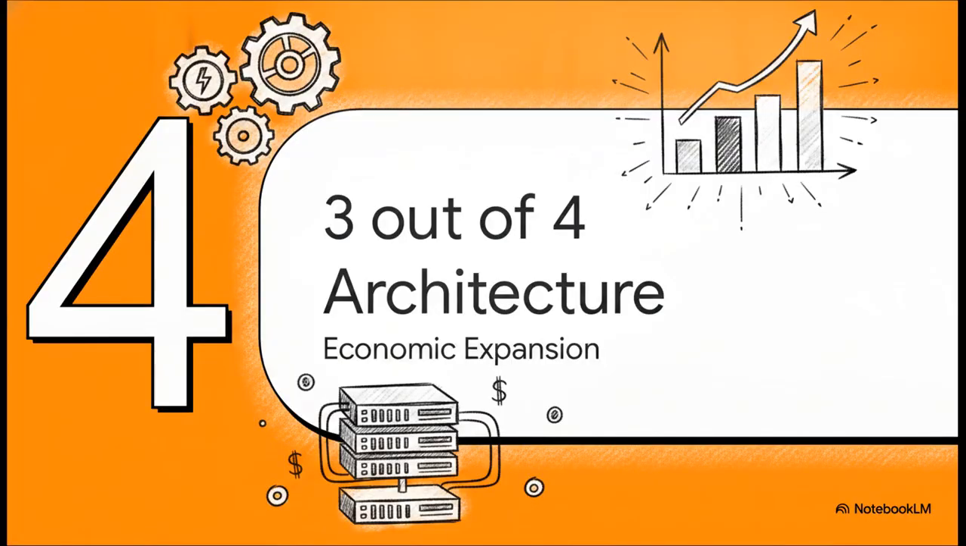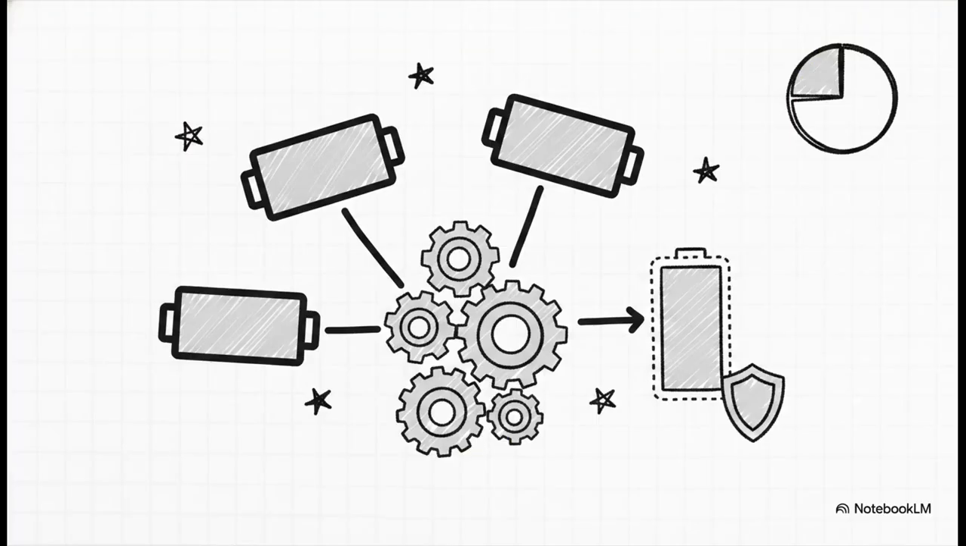All right, Section 4, the 3 out of 4 architecture. This is all about scale and economic expansion. Now in a 3 out of 4 setup, you install 4 total units. A minimum of 3 must operate to handle the total load, and 1 acts as your backup.